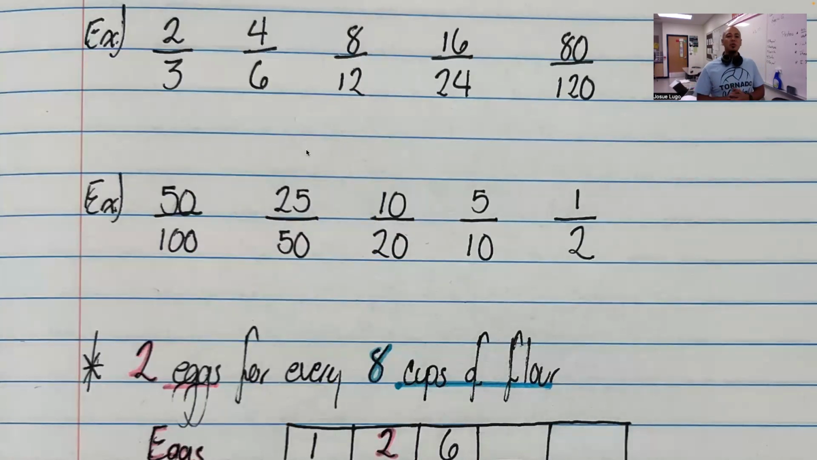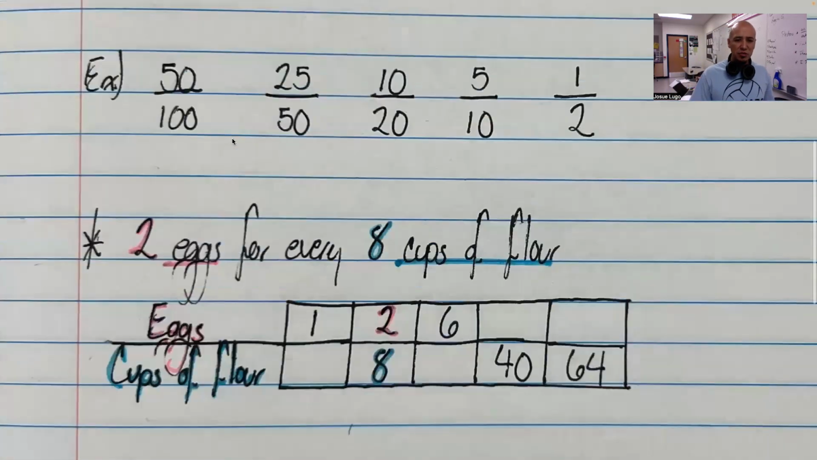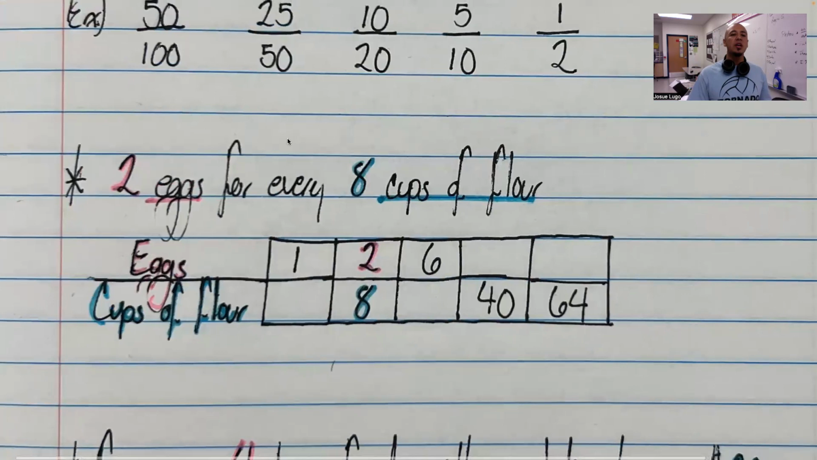Well, the question then becomes, why is this important? When am I ever going to use this? Well, ladies and gentlemen, we use this in all sorts of different situations. For example, let's suppose that you're going to make a recipe that requires 2 eggs for every 8 cups of flour. 2 eggs for every 8 cups of flour.